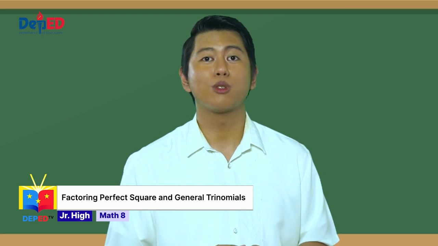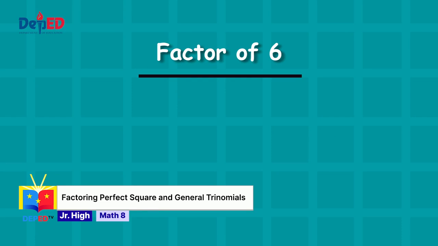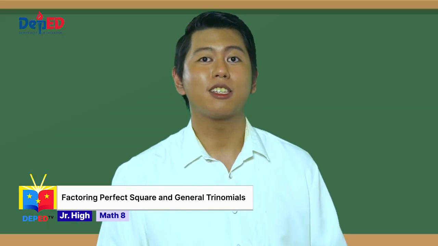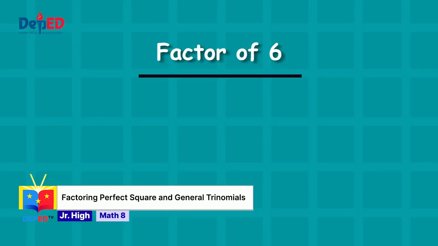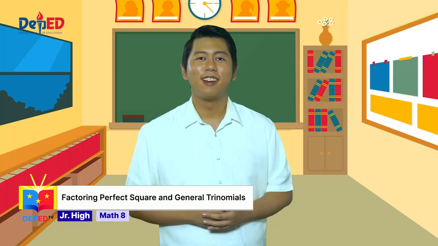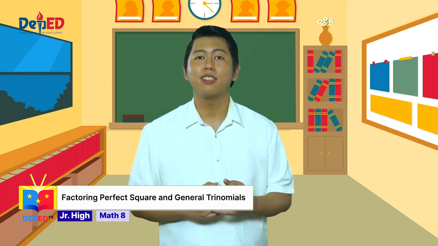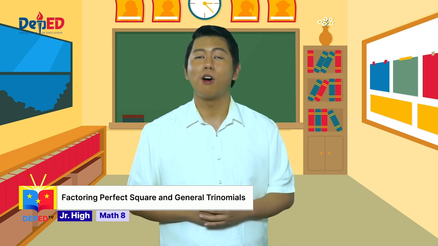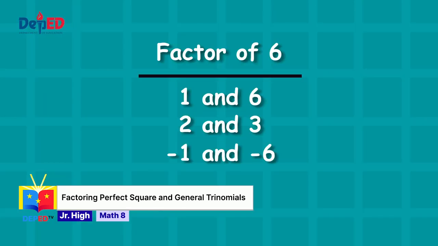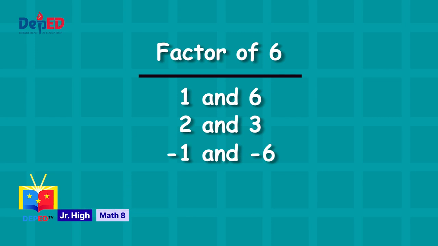Enumerate pairs of factors whose product is equal to the given number. For example, 6. What 2 numbers can be multiplied such that the result is 6? 6 can be equal to the product of 1 and 6. Or 2 and 3. Remember also that a positive number can be a product of two negative numbers. So 6 is also equal to the product of negative 1 and negative 6, or negative 2 and negative 3.